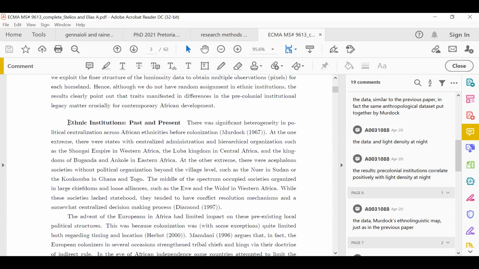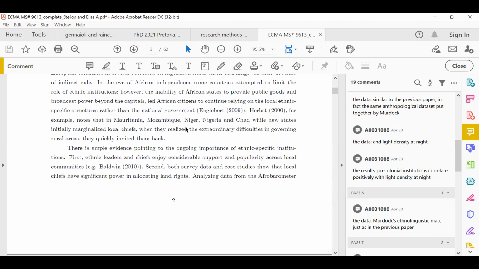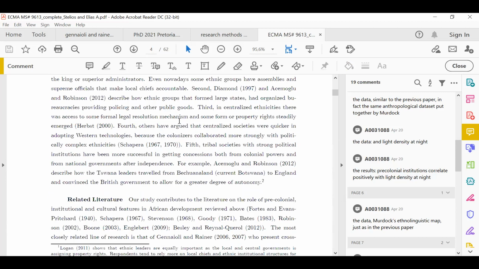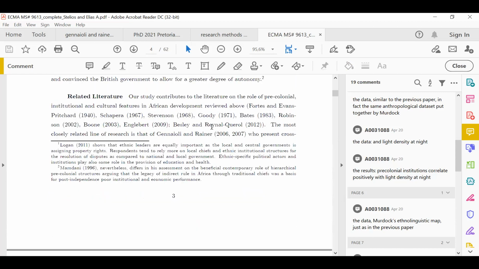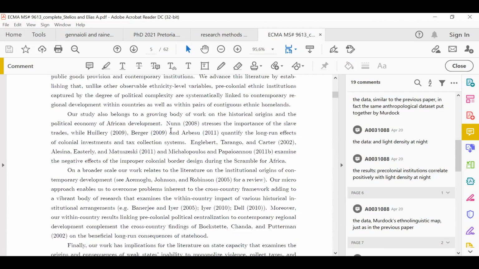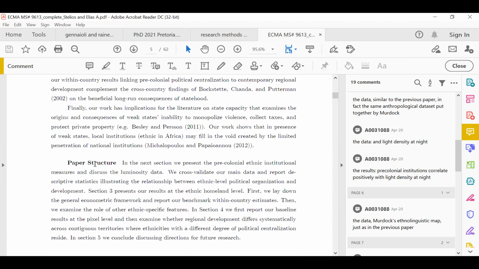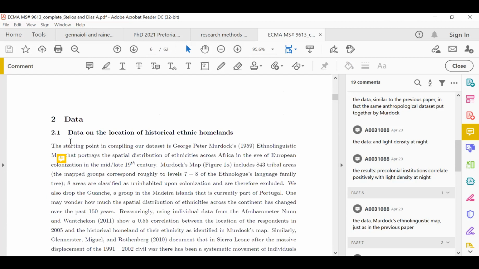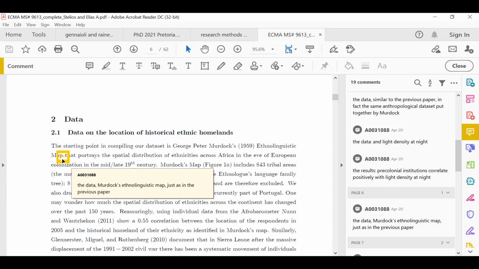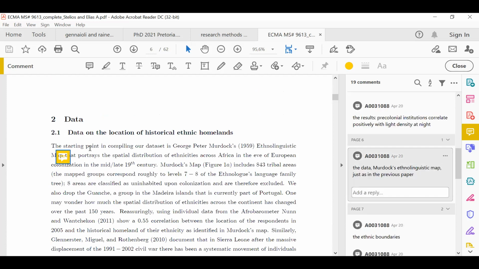Ethnic institutions, they give a little bit of background, past and present. What else? Related literature, they review the literature there very quickly. Then they give the paper structure. The data on the location of historical ethnic homelands. The data, Murdoch's ethno-linguistic map, just as in the previous paper.